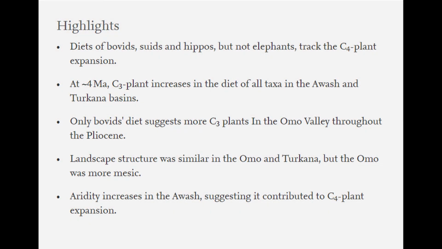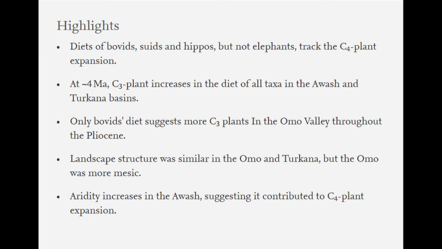Diets of bovids, suids and hippos, but not elephants, track the C4 plant expansion. At about 4 million years ago, C3 plants increase in the diet of all taxa in the Awash and Turkana basins. Only bovids' diet suggests more C3 plants in the Omo Valley throughout the Pliocene.